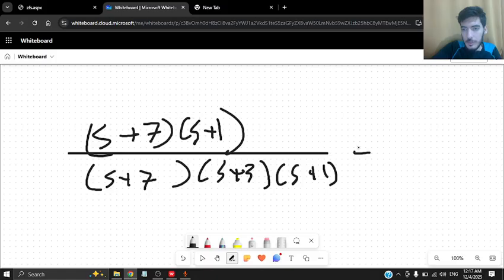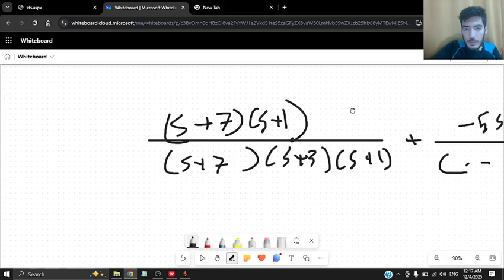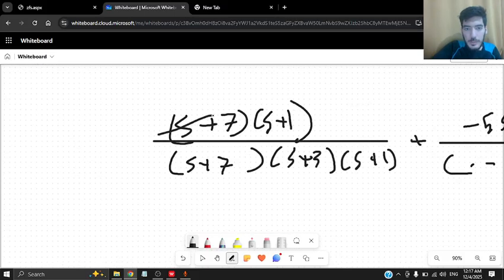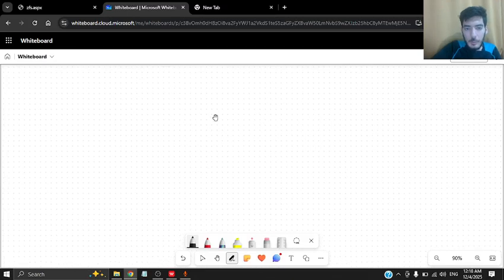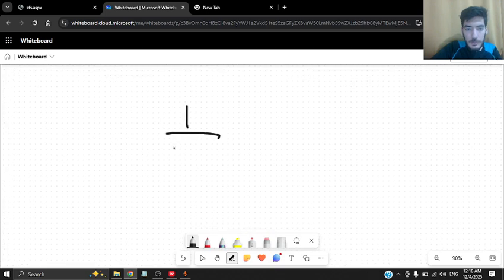and then I have s minus 5s over the same denominator. So here these two will cancel each other, and this one also will be cancelled with this one, and I will be left with 1 divided by s plus 3. Sorry, not this one, with this one. So I will have 1 over s plus 3.